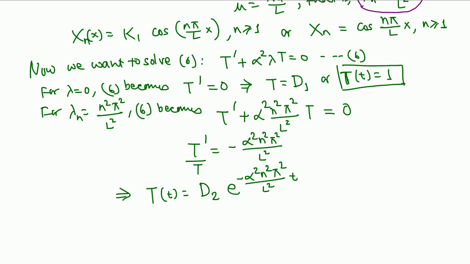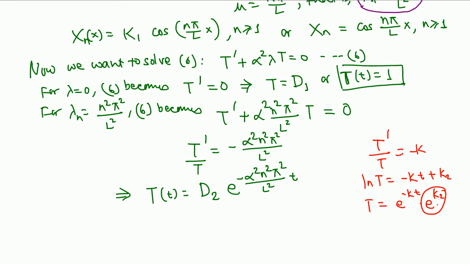Let me show you here. We have T prime over T equals some constant, let's say negative k. When we integrate both sides, we get ln T equals negative kt plus some constant, and exponentiate both sides, we get T equals e raised to negative kt times, because this plus means when we exponentiate, this becomes e raised to k2, and this is a constant, and I'm writing that as d2, and e raised to negative kt.